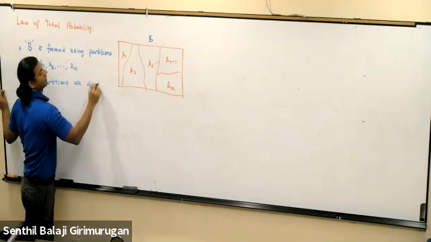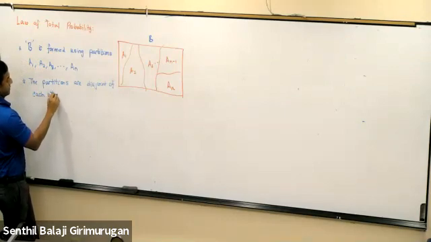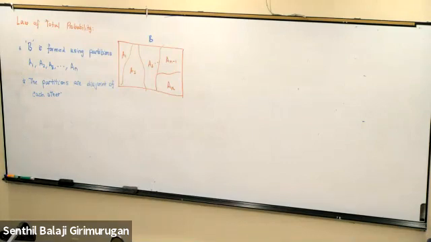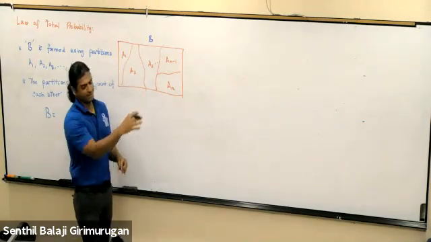The partitions are disjoint of each other. In a sense, there is no overlap. The intersection of all of them would be empty. If that is the case, is there a way to write the event B in terms of A1, A2, all the way up to AN? So I want to express B using A1, A2, A3, AN.